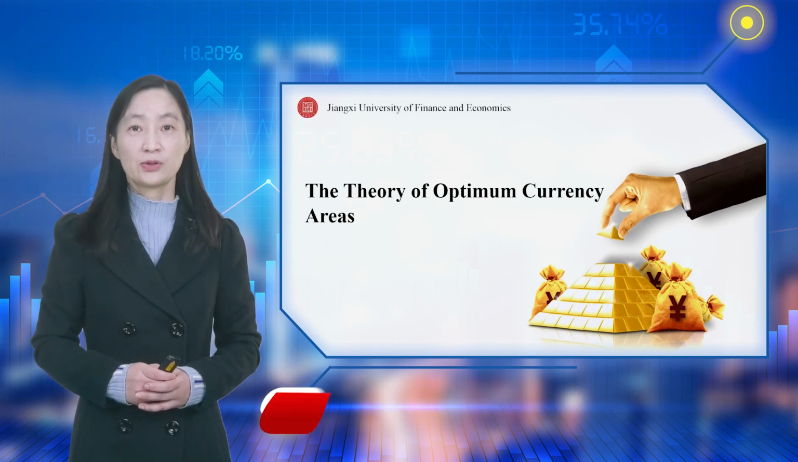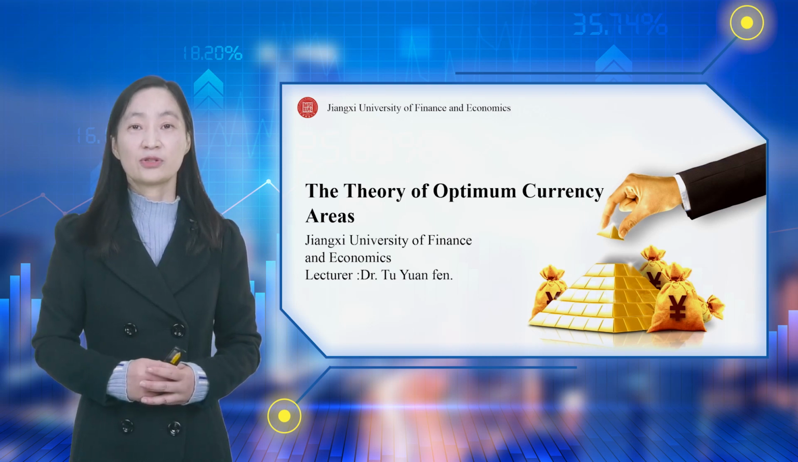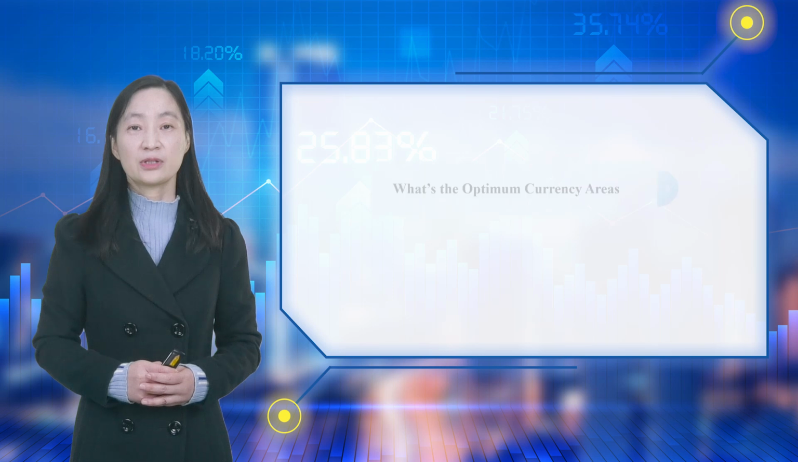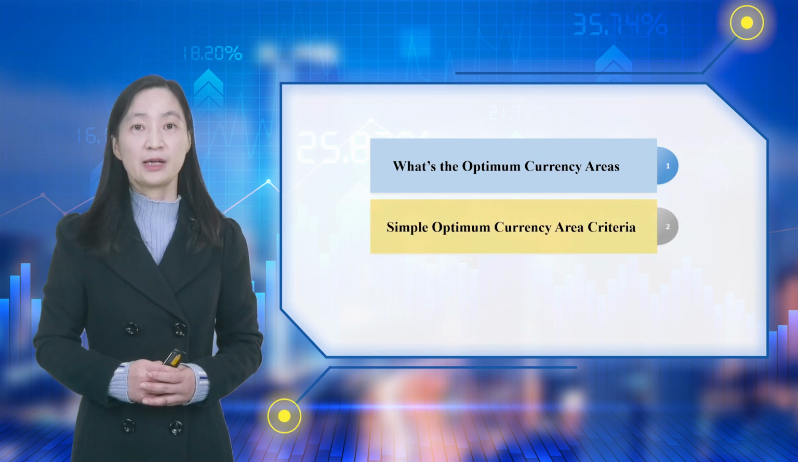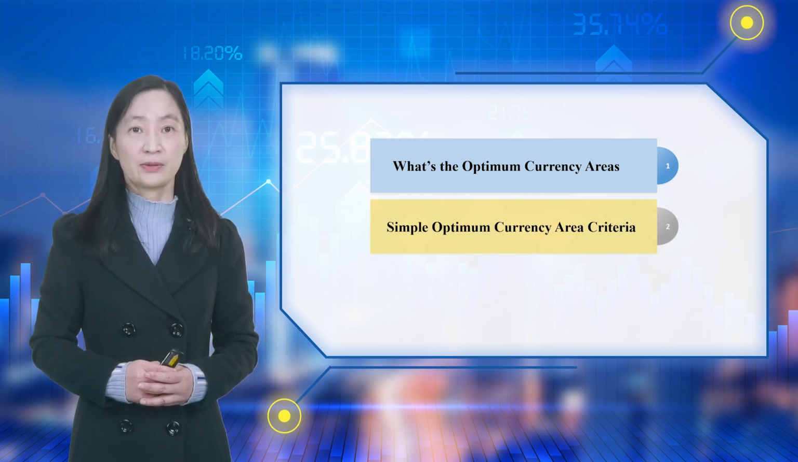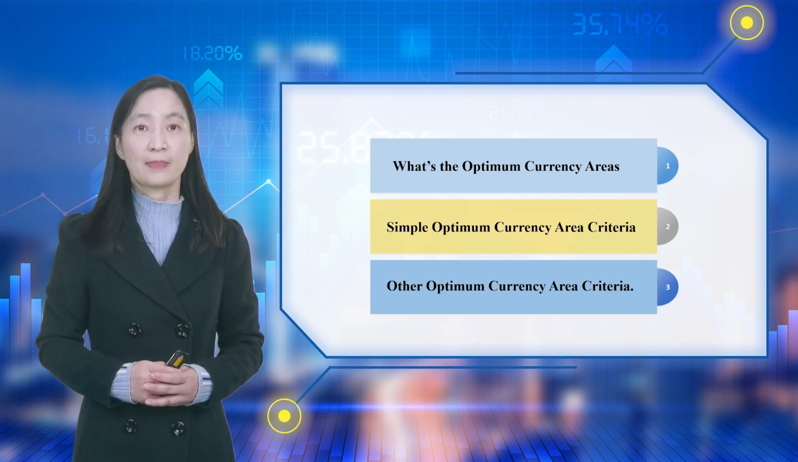Today we will begin to study Section 2 in Chapter 10, the theory of optimal currency area. In this section, we will focus on three questions. First, what's the optimal currency area? Second, simple optimal currency area criteria. Third, other optimal currency area criteria. We will discuss them one by one.